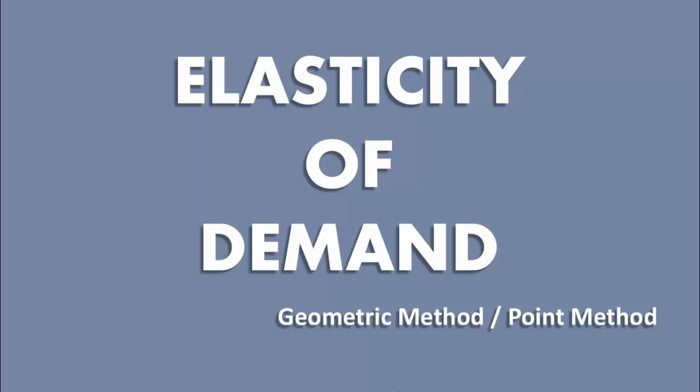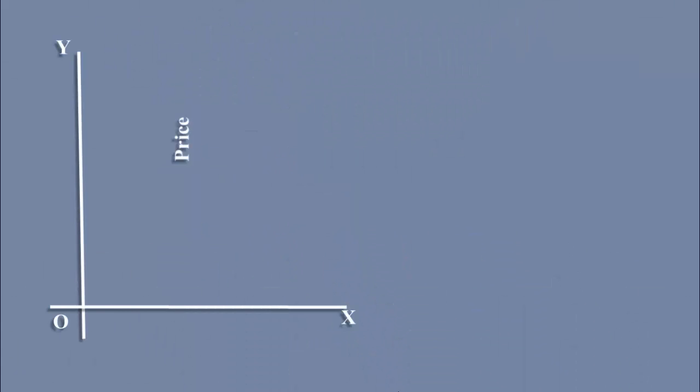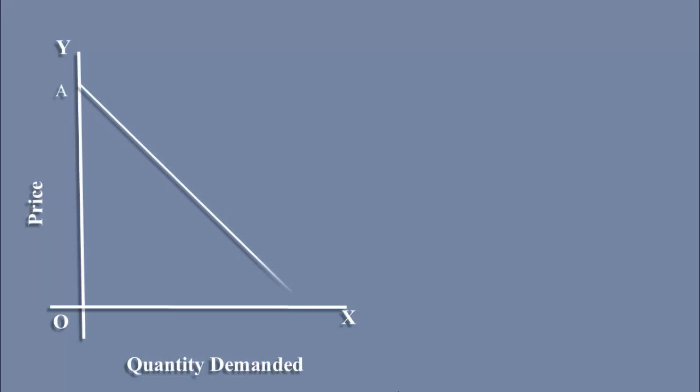Elasticity of demand, geometric method or point method. When the demand curve is linear, we can use the geometric method to measure elasticity of demand at a point on a demand curve. Look at the demand curve AD. It is linear. It has a uniform slope.